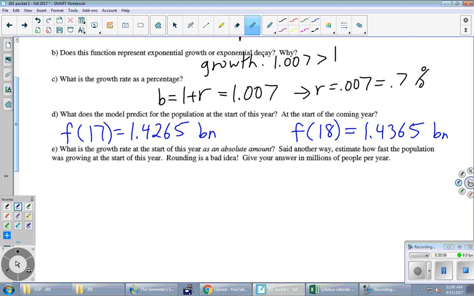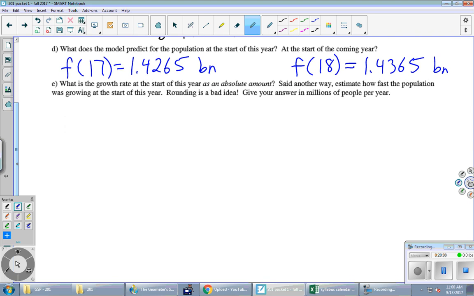Okay, now we'll answer the calculus question right here, part E. It says, what is the growth rate at the start of this year as an absolute amount? Said another way, estimate how fast the population was growing at the start of this year. If we just look at the two raw numbers that we have, we see about 10 million more people over the course of the year.